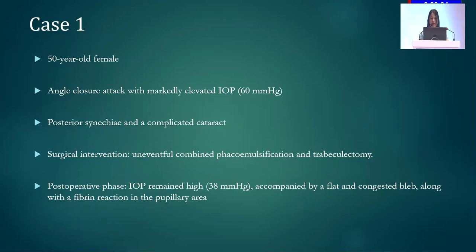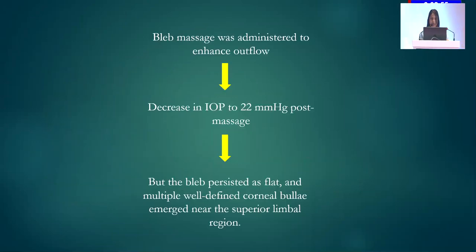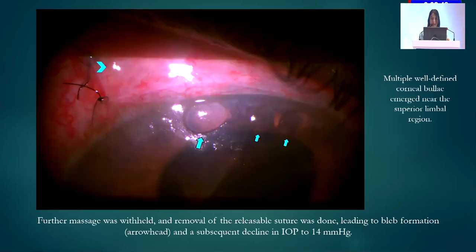In the post-operative period, intraocular pressure remained high, 38 mm of mercury, with a flat congested bleb along with fibrin reaction in the pupillary area. So bleb massage was done to enhance outflow through the bleb, and a decrease in intraocular pressure from 38 mm of mercury to 22 mm of mercury was noted post massage, but the bleb was flat and multiple well-defined corneal bullae emerged near the superior limbal area near the bleb. So further massage was withheld and releasable sutures were removed, leading to bleb formation, and there was subsequent decline of IOP to 14 mm of mercury.